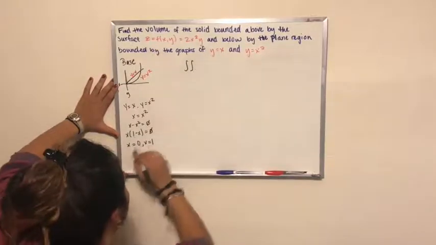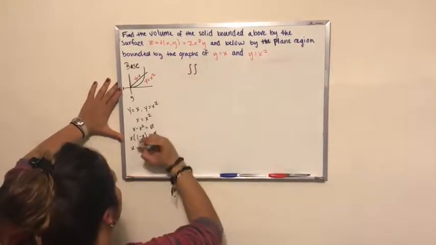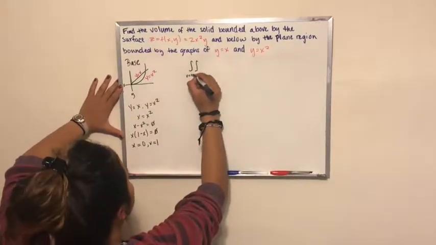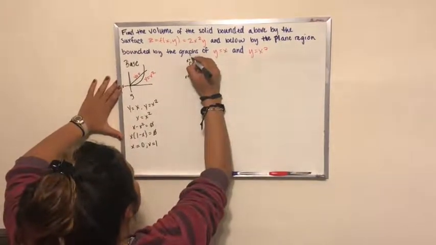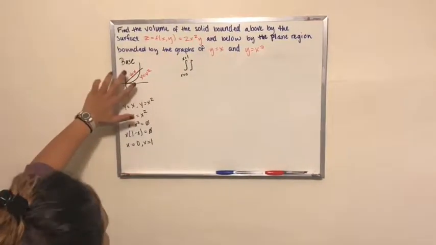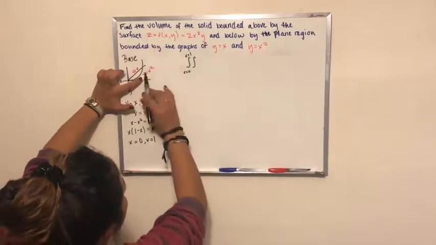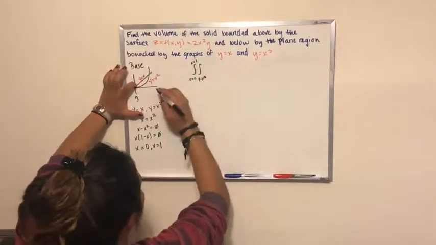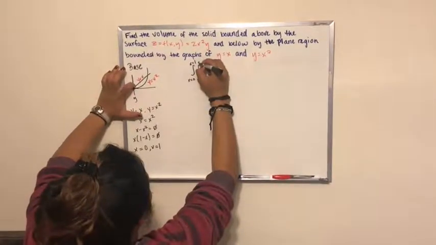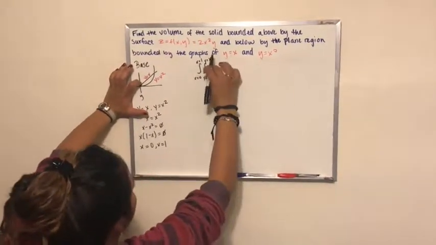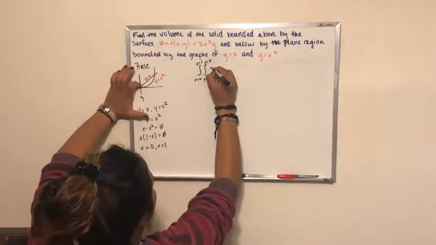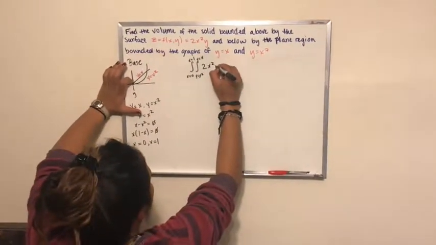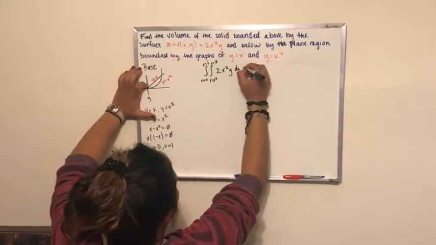So once you've got these 2 points, go ahead and write the double integral. And always on the outside goes x, and we're going to be evaluating it from x equals 0 to x equals 1. And y, we're going to be evaluating it from the bottom graph, which is y equals x squared, and the top graph, which is y equals x. And inside, we're going to put the height, and of course dy dx.